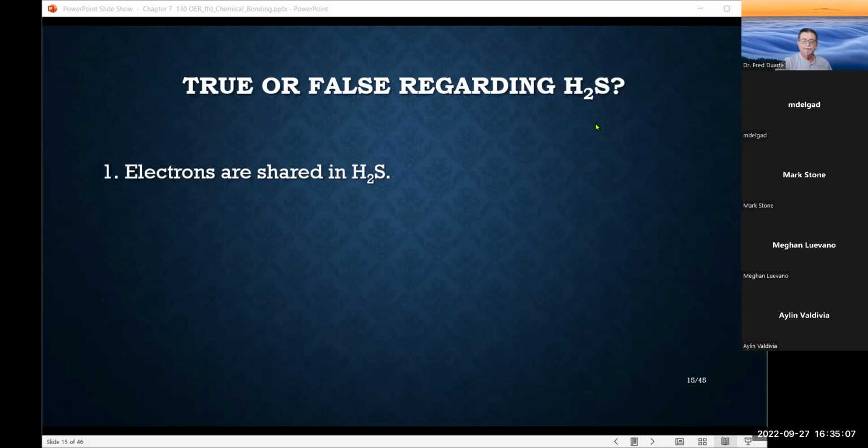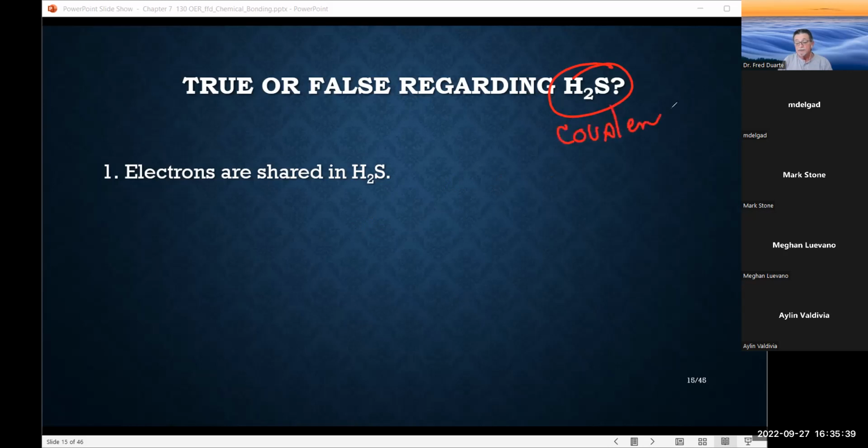What do you guys think? H2S, an ionic compound or a covalent compound? And it's this one right here. What do you guys think? Think about the criteria for being ionic. Think about the criteria for being covalent. And that is correct, Thomas. It is covalent. So H2S is covalent.